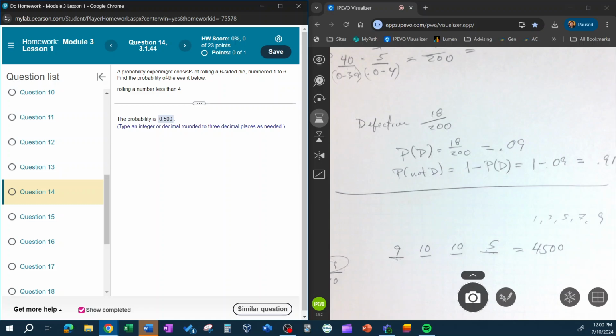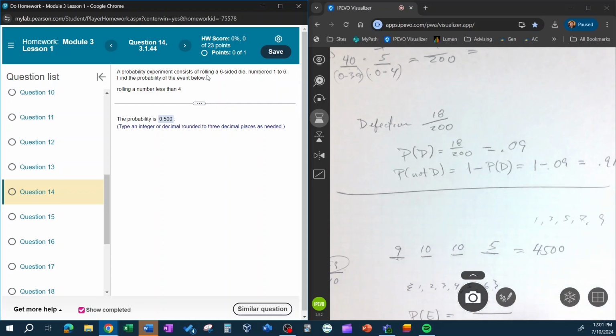Find the probability. A probability experiment consists of rolling a six-sided die, numbered 1 to 6. Find the probability of the event below. All right, so this is classical probability. The sample space, the total possible outcomes, is going to go in the denominator. For classical probability, you put the total number of possible outcomes in the denominator.